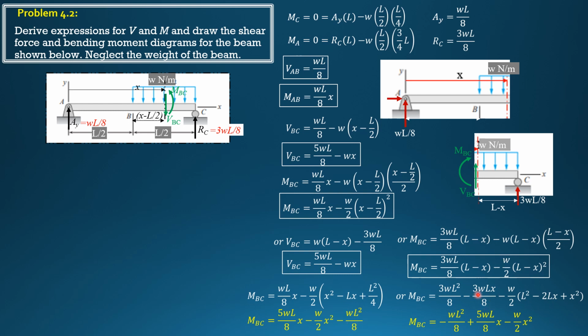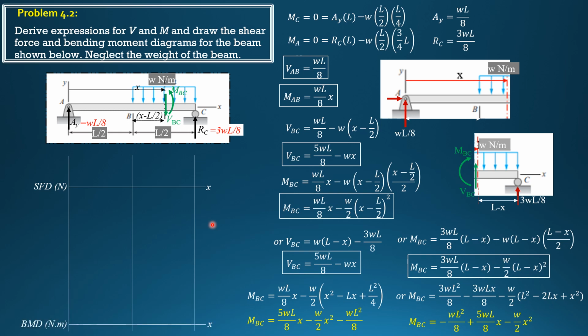Then negative 3WLX over 8, negative times negative 2LX is positive WLX. So positive WLX minus 3/8 WLX is positive 5/8 WLX, which is this term here. Then negative W over 2 times X squared is negative W over 2 X squared, which is this term here. So that's why they are equal, even if they look different in this figure.